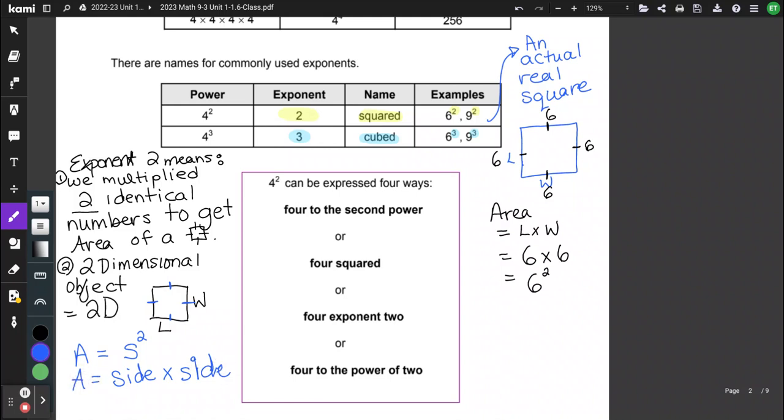So that's actually talking about a two-dimensional object. That's super important. So if exponent 2 says I'm dealing with a 2D object, length and width, what do you think exponent 3 tells me?